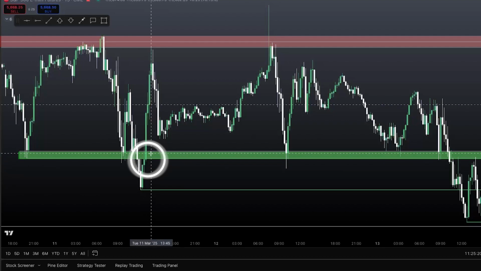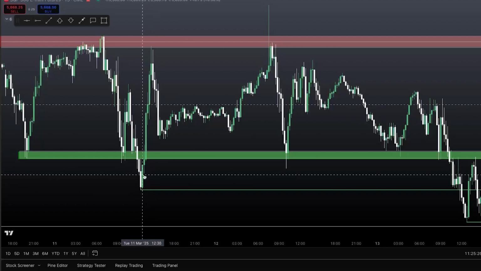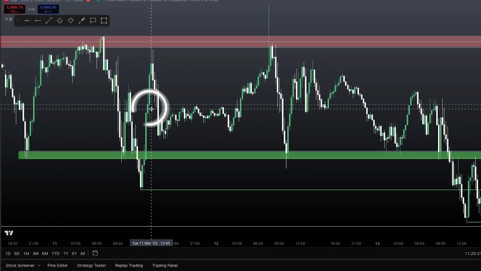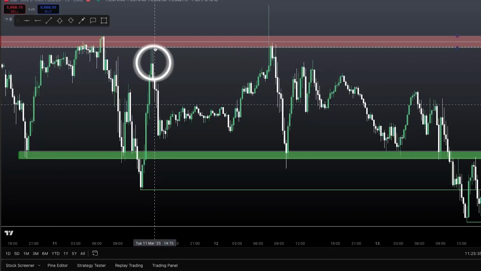I'm looking for price to hold above the range lows for 5 or 10 minutes. Then I'm looking for a long entry here, risking some structure with a stop below this candle here, and I'm targeting the midpoint of the range. Then I'm leaving runners for the full traversal up into the range highs.